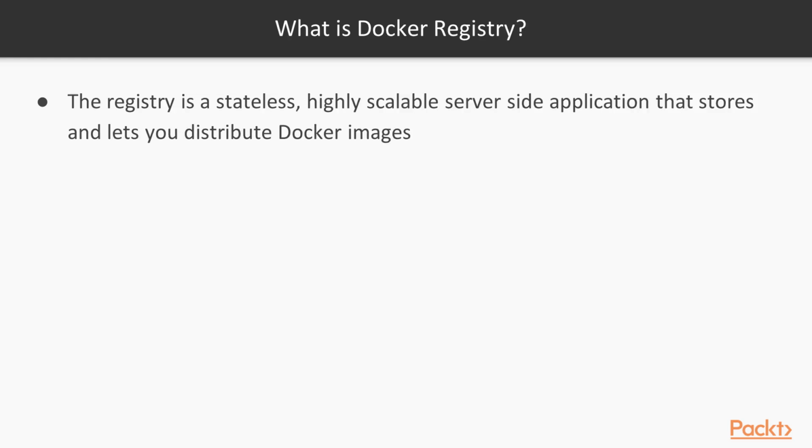What is a Docker Registry? The registry is a stateless, highly scalable server-side application that stores and lets you distribute Docker images. In other words, Docker Registry is a repository where you can store all the versions that your image has. This is the basic foundation.